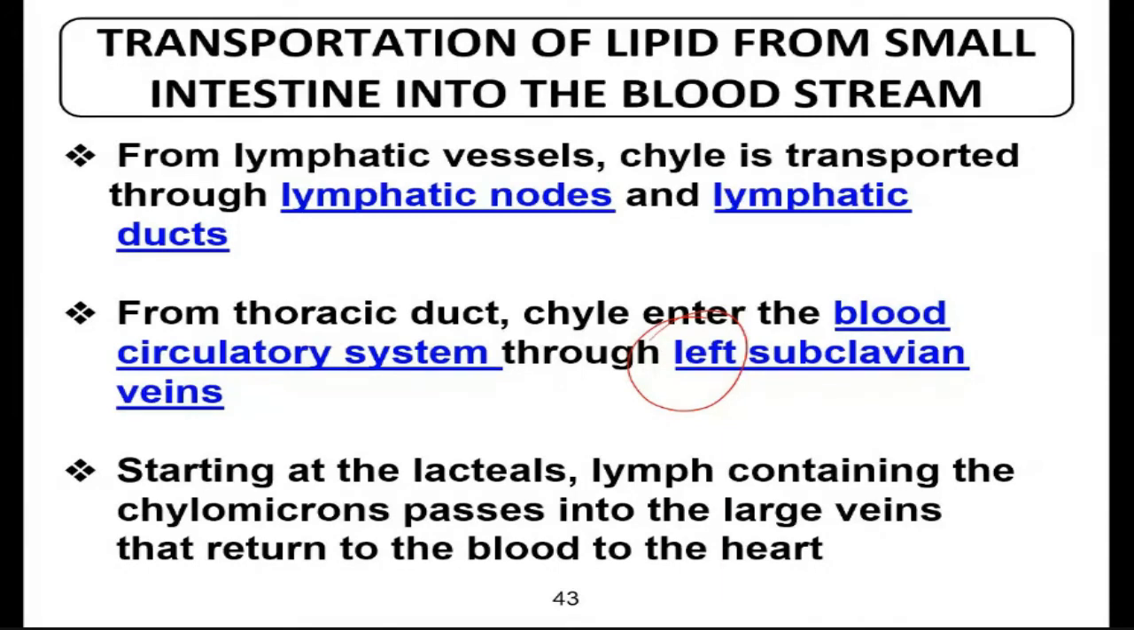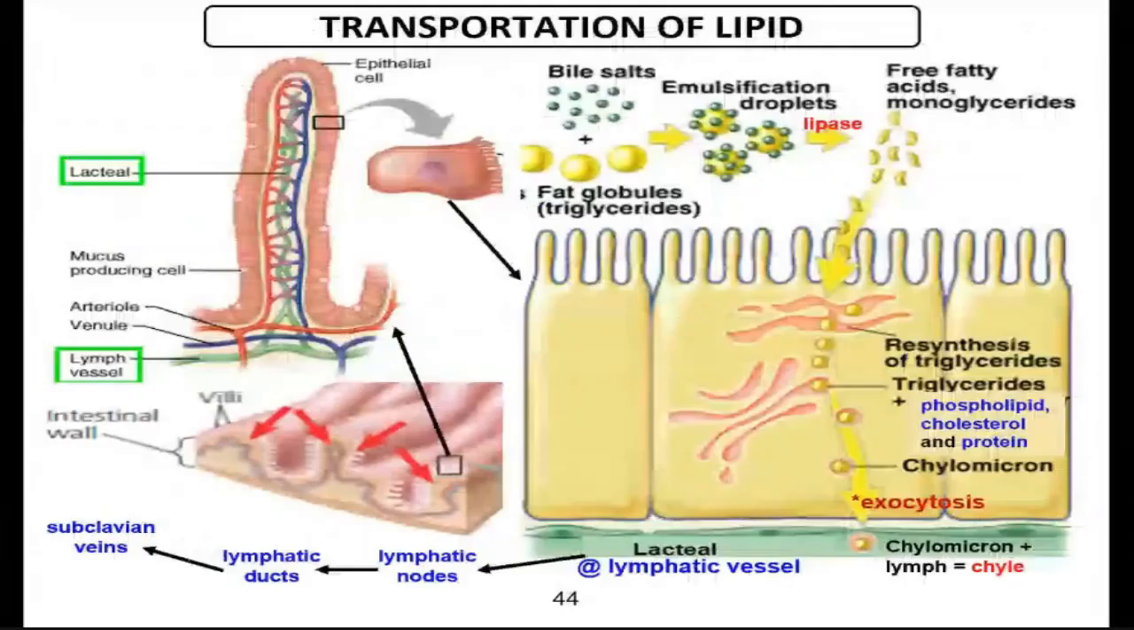Okay, so bila dia masuk left subclavian vein, maksudnya adalah lymph yang dah ada chylomicron, dah bersama dengan lipid tadi, dia masuk dalam darah lah. Dan kemudian bila dah masuk, dia akan dipam lah oleh jantung ke seluruh badan.